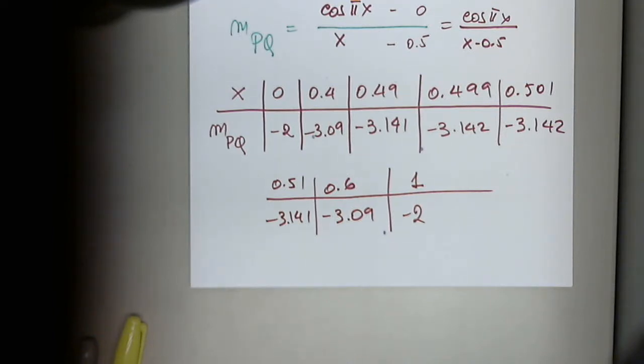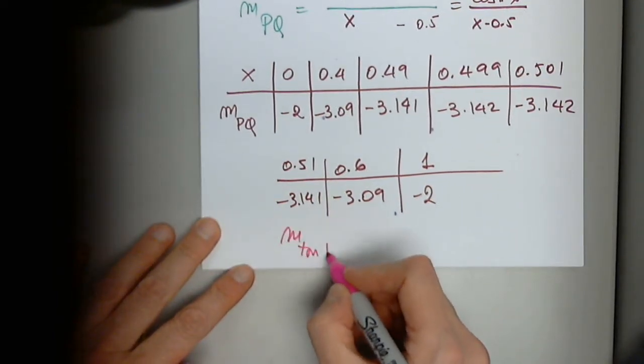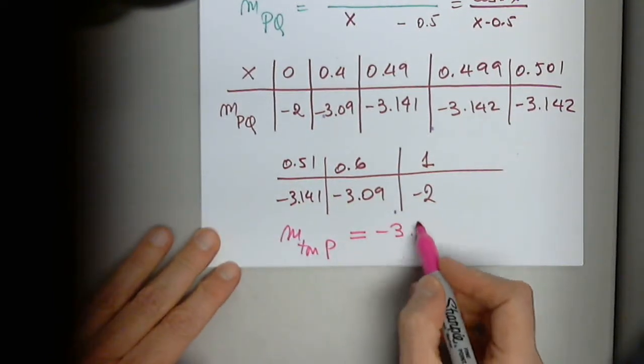And our conclusion was that the slope of the tangent at P was, after we created even closer points to P from either side of P, what did we conclude? Negative 3.1.